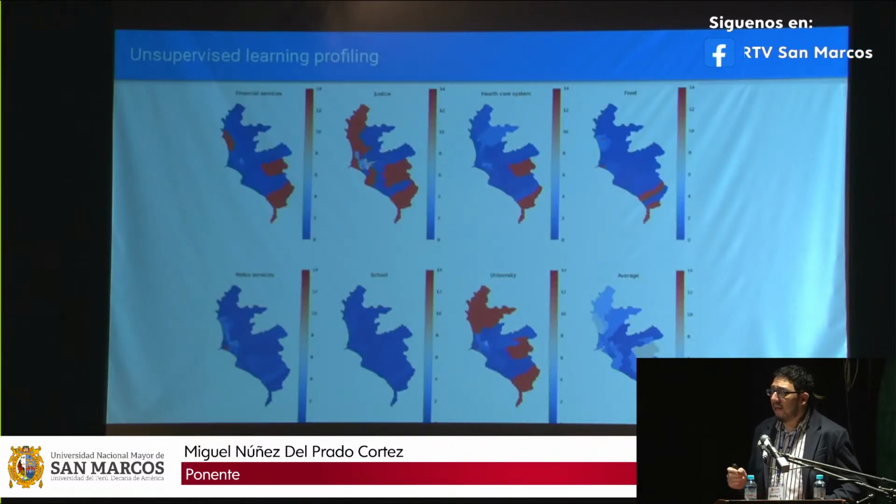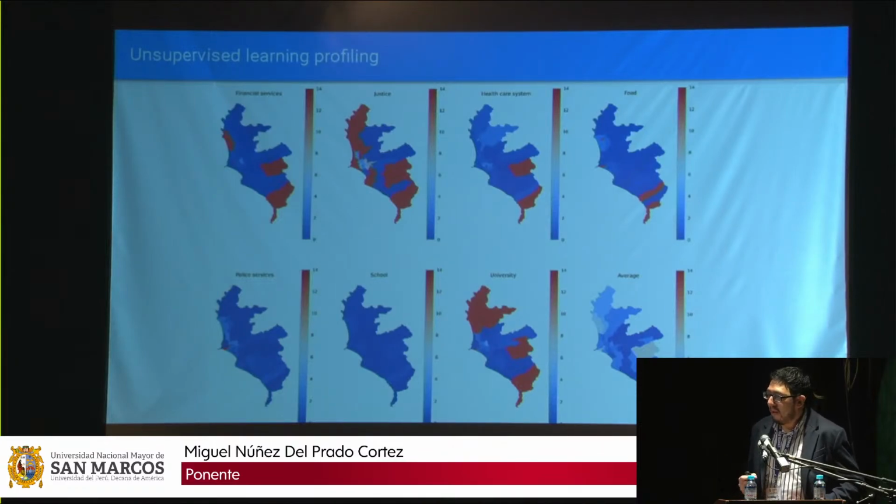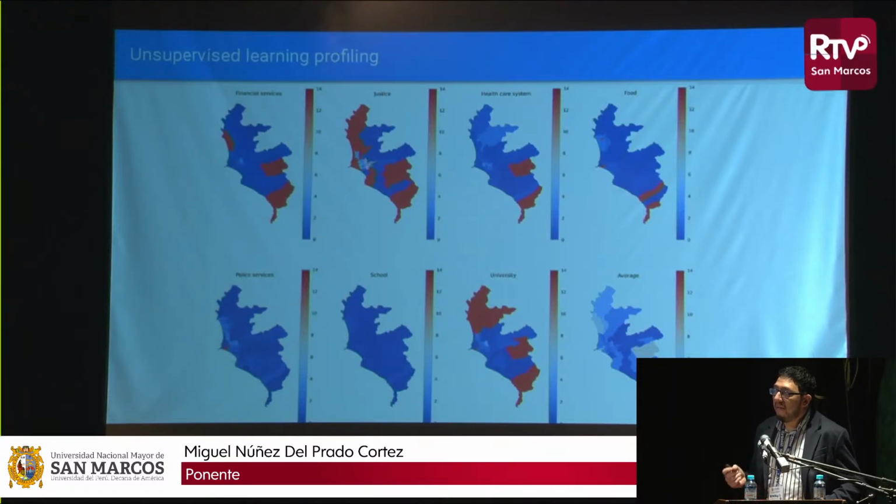So we did the same thing for Lima, and we can see that, for instance, for universities, in the north and in the south the accessibility is poor. For justice, we also have the north and the south, and on average the districts in the south do not have very good accessibility to public services. So the problem here is that we have many districts in the case of Lima, which has 50.